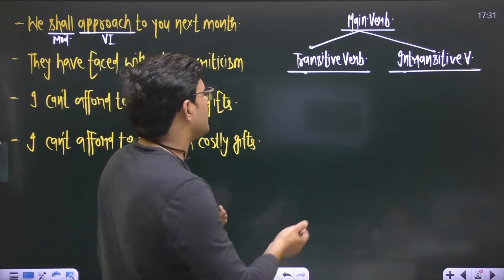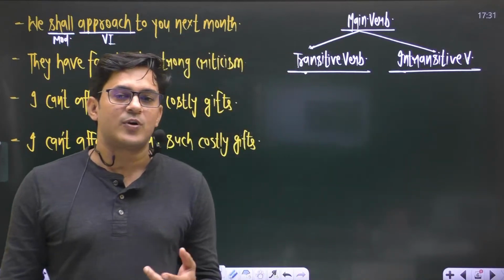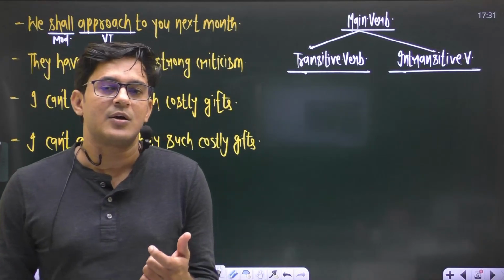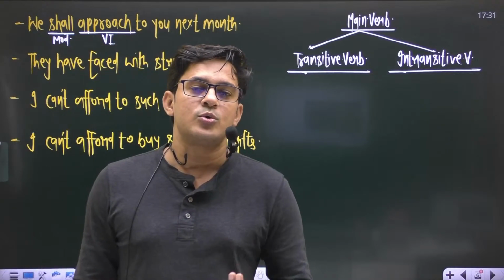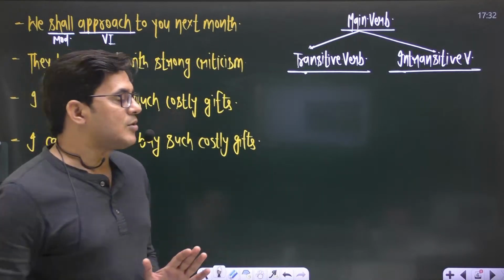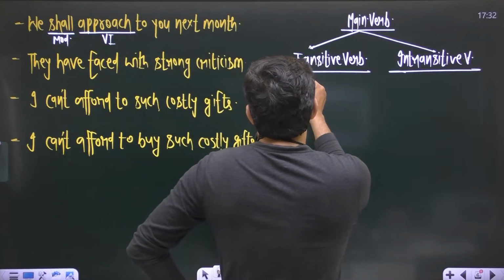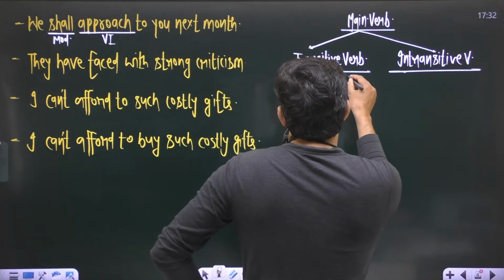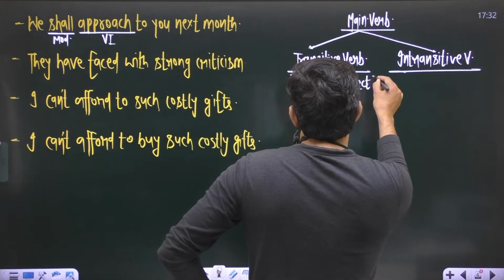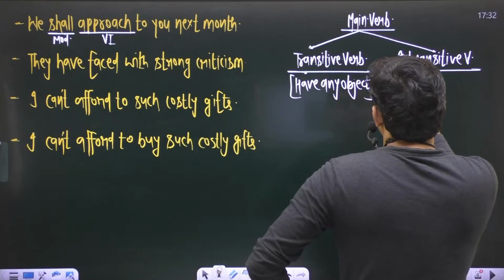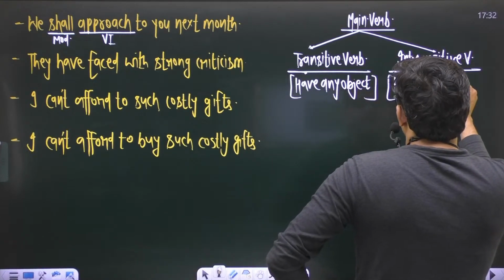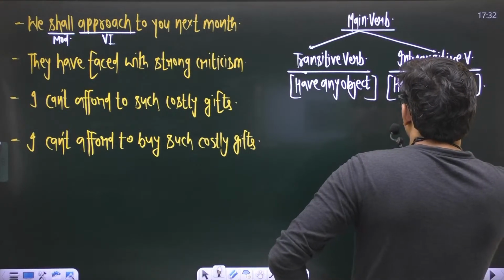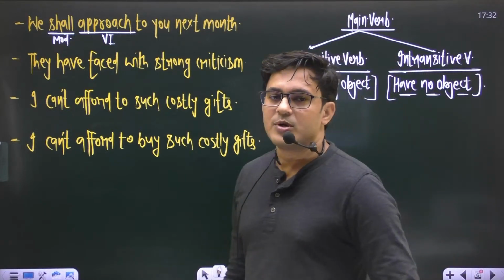That is transitive, or intransitive, which cannot transfer the effect. If a verb is able to transfer the effect, it is transitive. And if a verb is not able to transfer the effect, it is always intransitive. And make sure, transitive verbs are those which have an object. Verbs which have an object are called transitive, and verbs which have no object are called intransitive verbs, right?